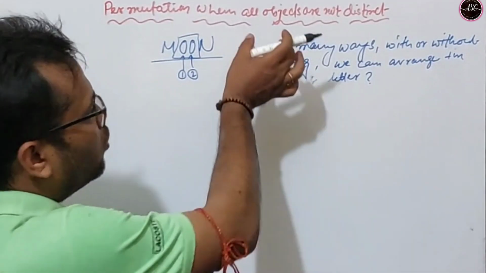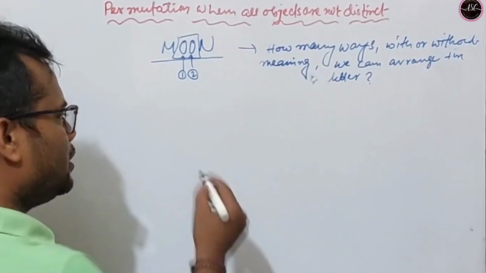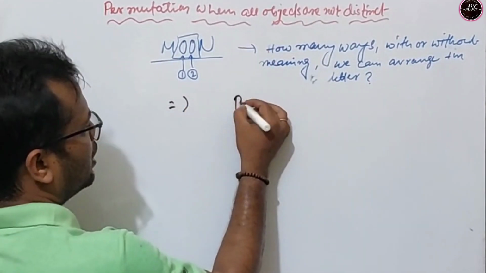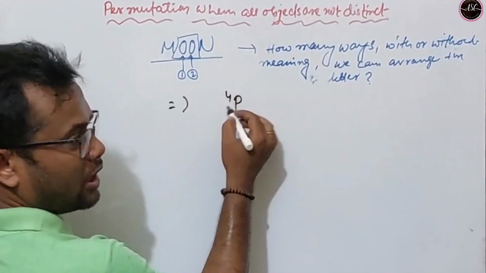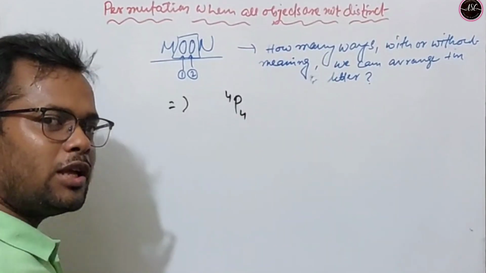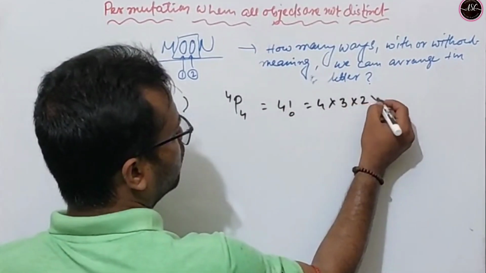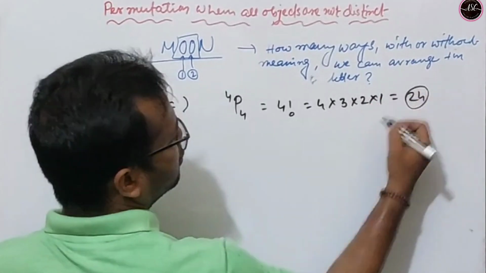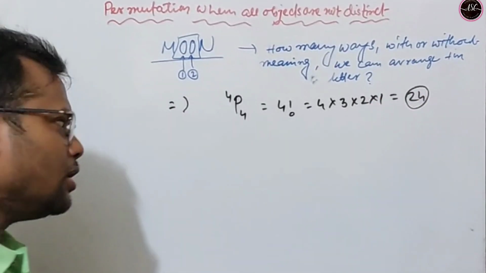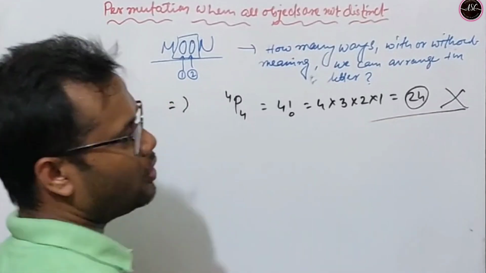If we don't know this principle, we just apply the previous theorem. That means here 4 letters, n equal to 4, so in 4 factorial ways. That means 4 into 3 into 2 into 1, that means 24. There are 24 different ways. But this is wrong.